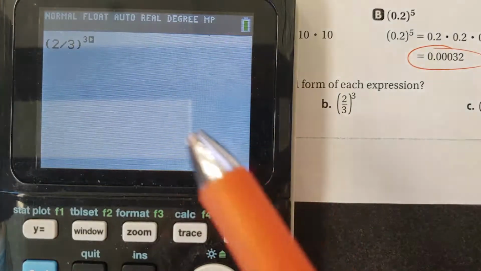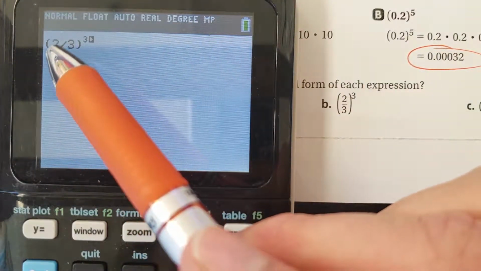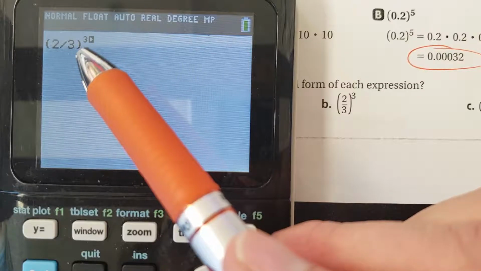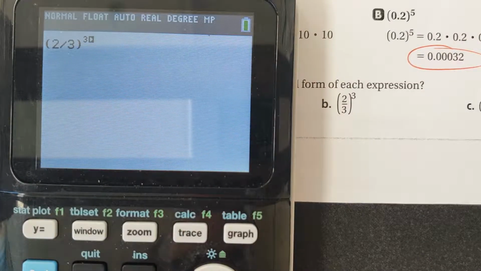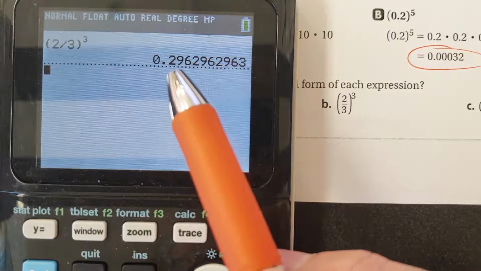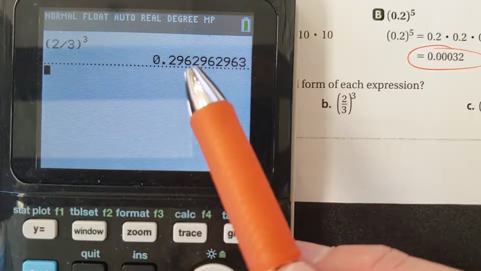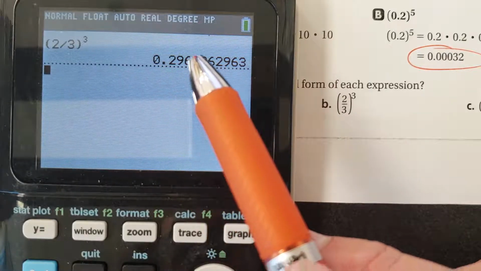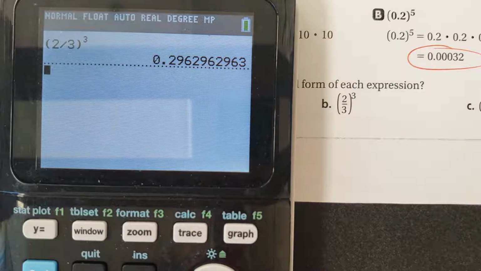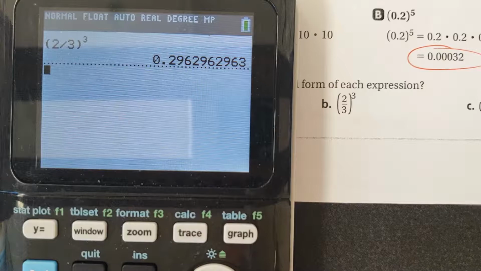Yeah, I don't care. So here's 2/3 to the 3rd power. Notice I just did a bracket, 2/3, close the bracket. That's how you type fractions. And then to the 3rd power. I'm going to send it. Oh, gross. You could write down 0.296 repeating, but in my class, I really don't like repeated decimals. They're gross. So I'm going to show you a little trick here.